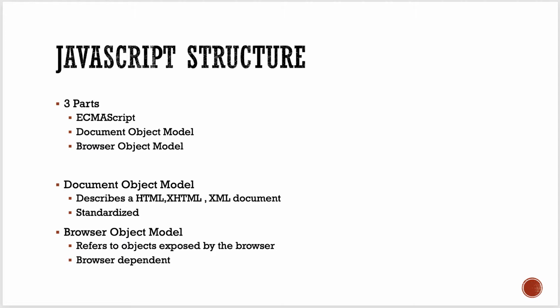The browser object model refers to objects exposed by the browser. Now, obviously, this is browser dependent. Some browsers might have local storage components. Browser elements exposed could be extensions, different capabilities of the browser, different elements of the browser that might refer to specific characteristics of the device or of the user.